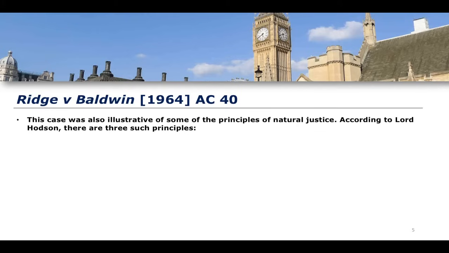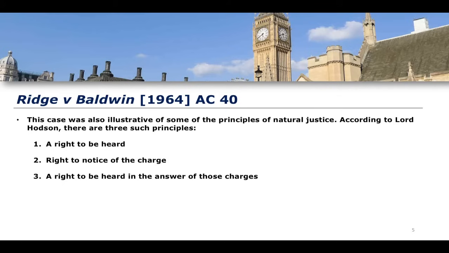This case also illustrates what some of the principles of natural justice actually are. And according to Lord Hodgson, there are three such principles of natural justice: a right to be heard, a right to notice of the charges, and a right to be heard in answer of those charges. So the first one is obviously the basic principle that you have a right to present a case in response to the charges that have been presented against you. You also have a right to notice of the charge. You also have a right to adequate notice of the charge. And you also have a right to be heard in answer of the charges that have been presented against you.